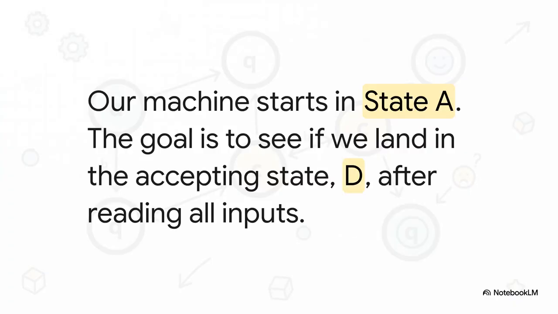So here's the challenge for our machine. We're going to give it the input string 101. Now remember, our machine starts in state A. The goal, the win condition, is to end up in our one accepting state, which is D. So let's trace the path and see if 101 gets us there.